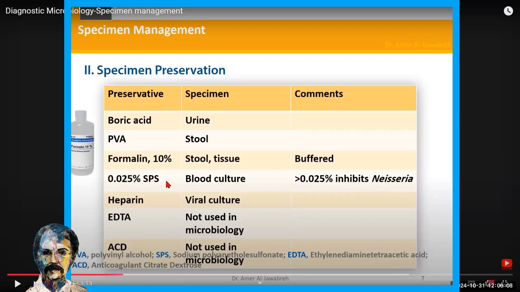The 0.025% in blood culture is also an anticoagulant, because when you inject the blood into the culture bottle, if you don't have SPS, then what happens to the blood? It clots, and then everything will fail. So they add the SPS. But at more than this concentration, it's going to affect your results, mainly for Neisseria, as we said. And the first ones here, boric acid is for urine; PVA and formalin, and others, for stool. And formalin can also be used for tissue.